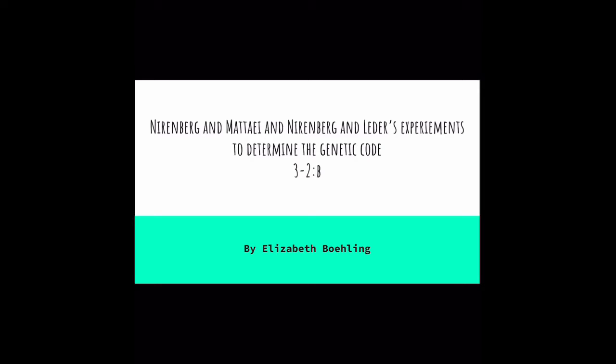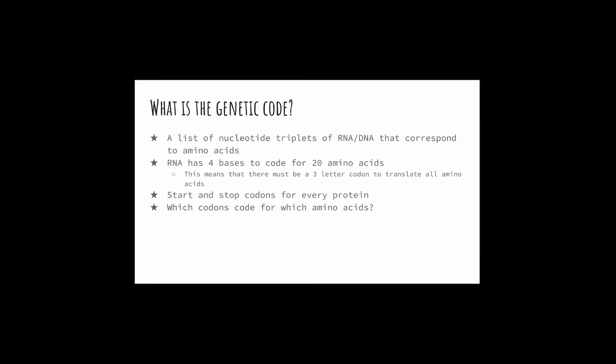Mattei, Leder, and Nierenberg helped us understand what the genetic code is. The genetic code is a list of nucleotide triplets of RNA and DNA that correspond to amino acids. We know that RNA has 4 bases, A, G, C, and U, that have to code for all 20 amino acids. Knowing this, there must be a 3-letter codon to translate these amino acids.